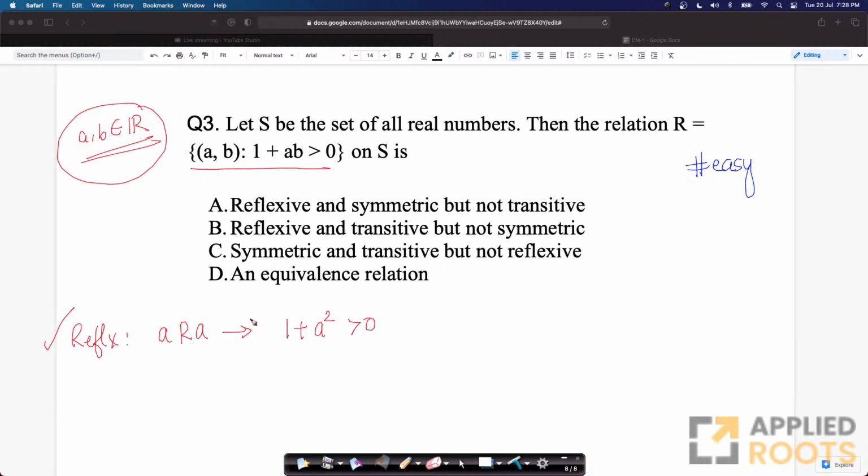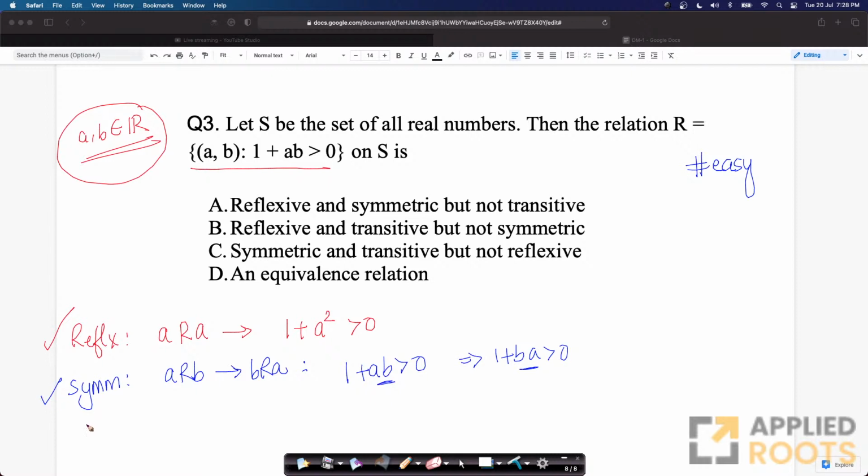Very simple. Now what about symmetric? What does symmetric basically mean? If A is related to B, then B is related to A. Very simple, right? Now let's figure this out. Imagine somebody tells you that 1 plus AB is greater than 0. Can we imply that 1 plus BA is also greater than 0? Yes, because AB equals BA. Simple high school algebra. So this is also trivially symmetric.